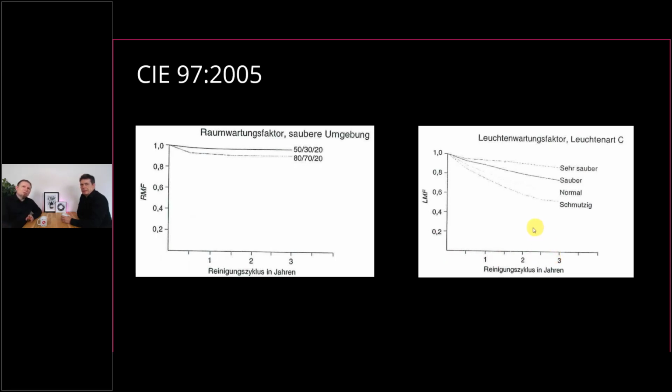What is important to know about the CIE 97 is that it's quite old. The current version is from 2005. This comes from an era where LEDs were not really in place. This was the starting point of LEDs, so the first prototypes of LED luminaires, no, even before. It's really the era before LED, and this is also a point where it's hard to deal with.